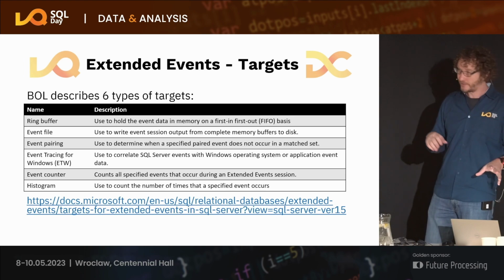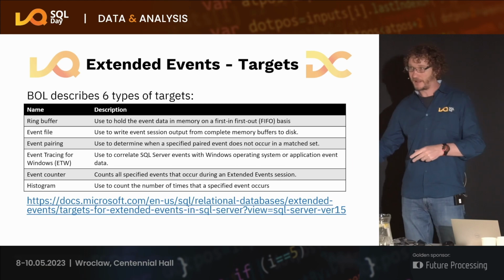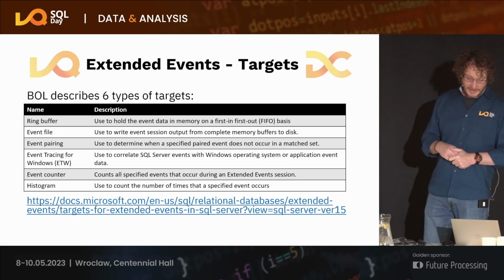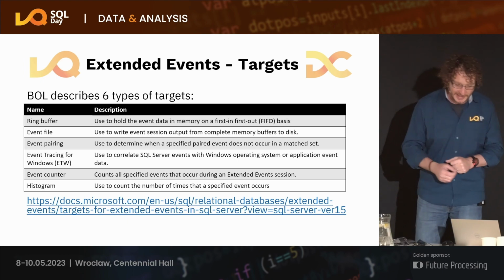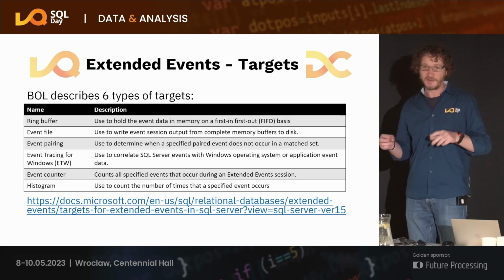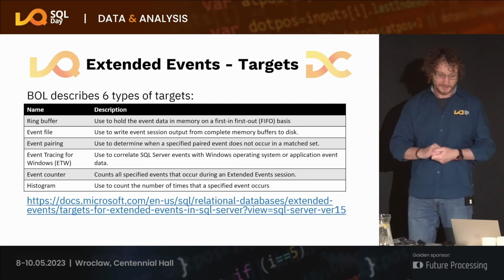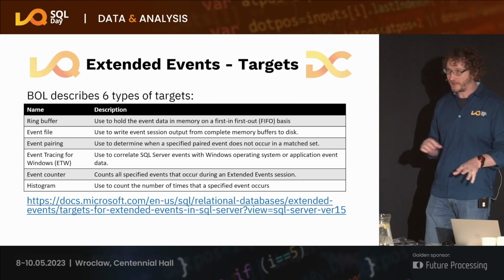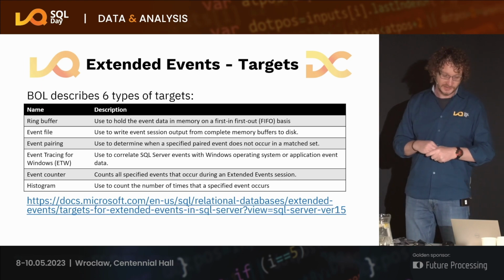You can also write to a file. There's an event file target that allows you to write your events to a file, so you can go back later and analyze all the events in that file. And then you have special targets to accomplish particular tasks, like event pairing. This allows you to analyze events that usually come in pairs, like lock acquired or lock released, and things like that. Or then you have event tracing for Windows. There's a target that combines the power of extended events with event tracing for Windows.